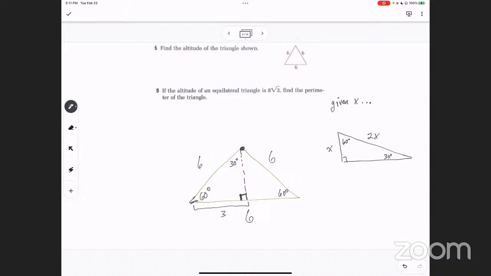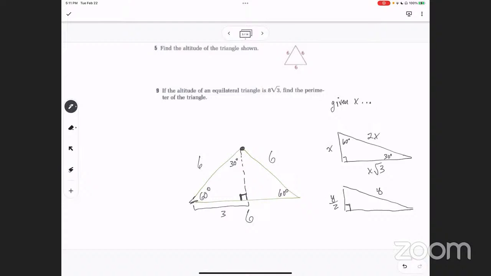And I'm going to save you the proof of this, but the medium length side is x times the square root of 3. Now, that's if you're given the smallest side. What if you're given the biggest side? I'm going to call it y. If you're given y, what would the smallest side be? y divided by 2. Did you say y divided by 2? Good.